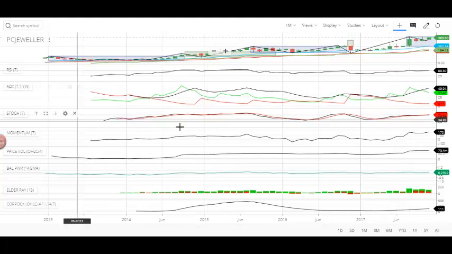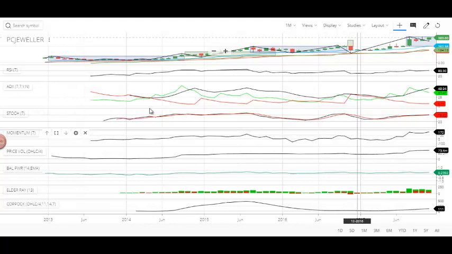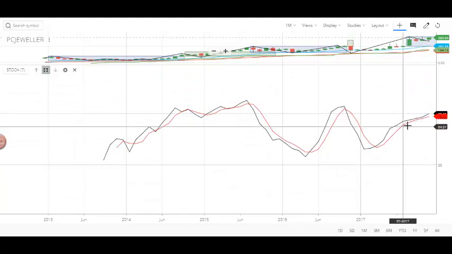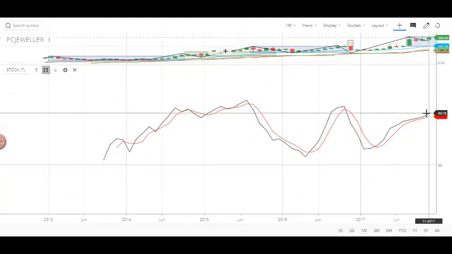Stochastics, if you look at the stochastics, both lines are playing near the top line, and the fast line is on top of the slow line, and that's very good. And both are diverging. If you look at the tip of the stochastics, both are diverging. That's a very good sign.